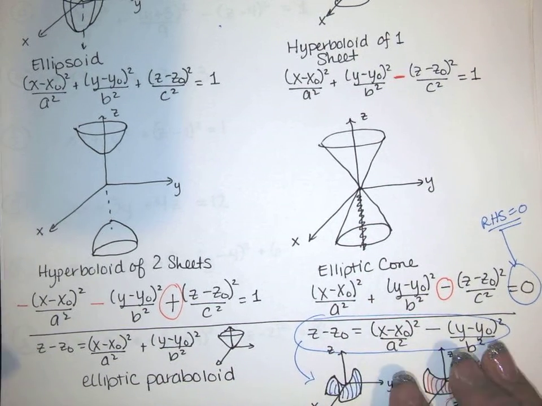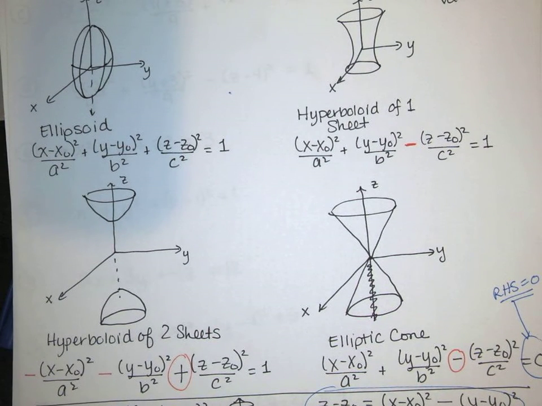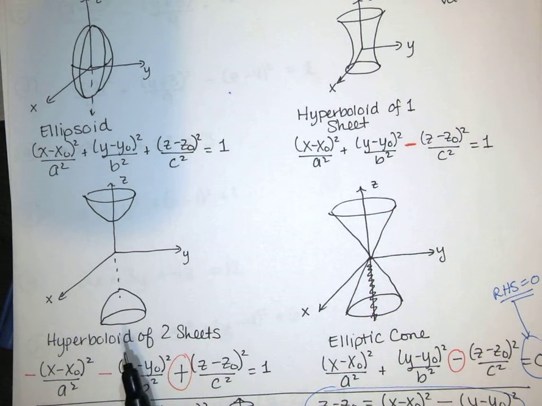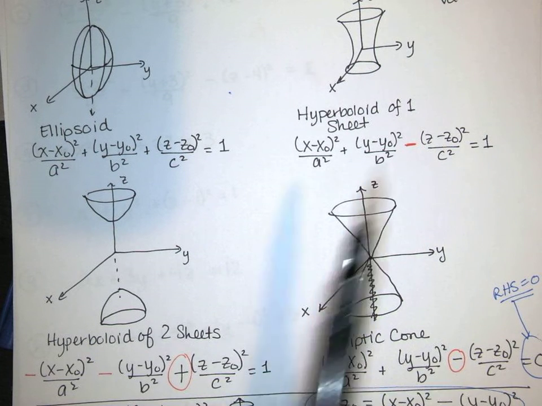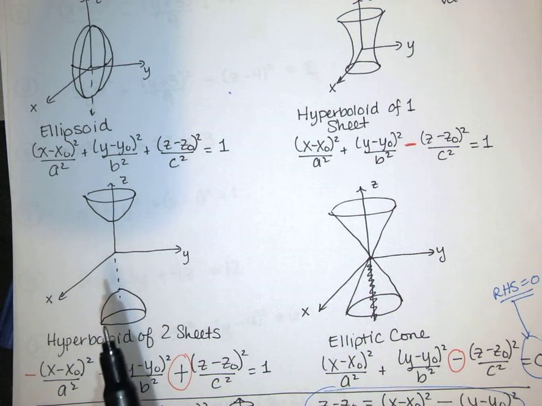So those are, I would think, a family of quadric surfaces where we've got all of our variables squared, and then depending on the number of negatives in our equation, we either get a hyperboloid of 1 sheet or 2 sheets, or an ellipsoid if there are no negatives, or if there's a negative and a right-hand side of 0, we get a cone.